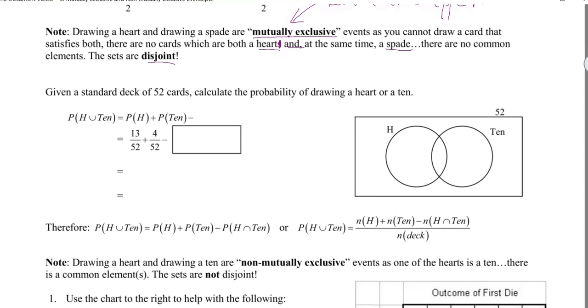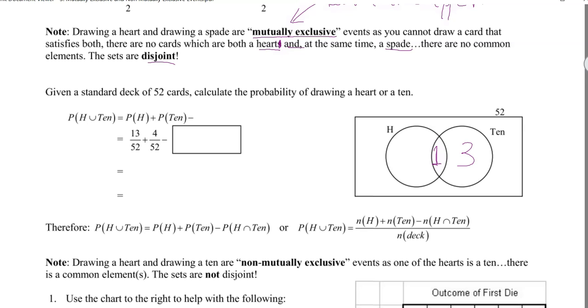Now, given a standard deck of 52 cards, calculate the probability of drawing a heart or a 10. So here's the universal set, which consists of hearts and tens. There are 4 tens, right? But I'm not just putting 4 there because one of those tens is also a heart. So there's one card which is both a heart and a 10. There are 3 other tens, right? Because there are a total of 4 of them. So the 10 of diamonds, the 10 of clubs, the 10 of spades.